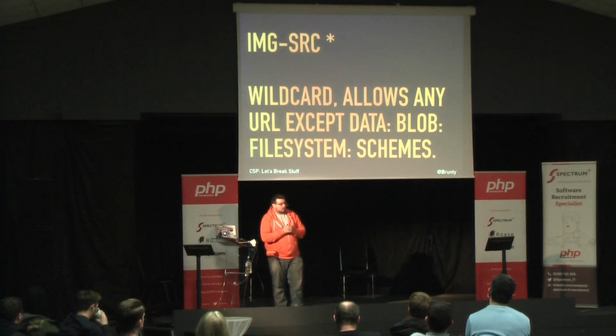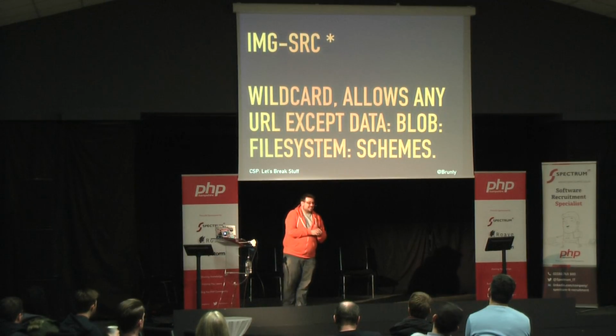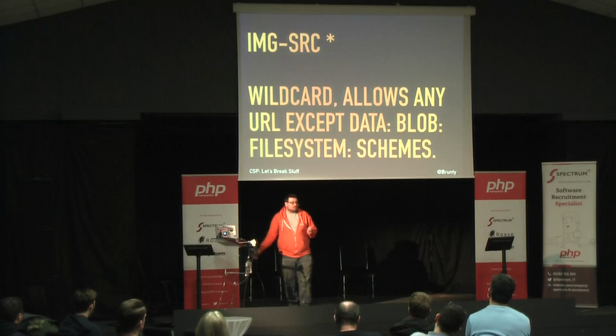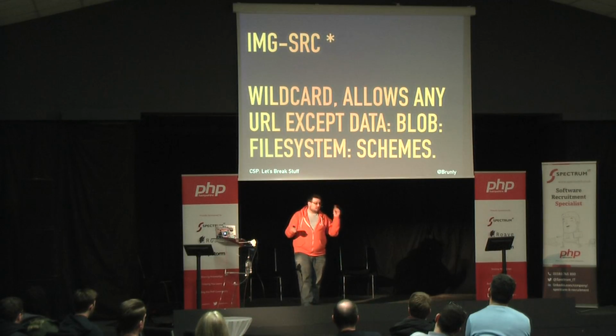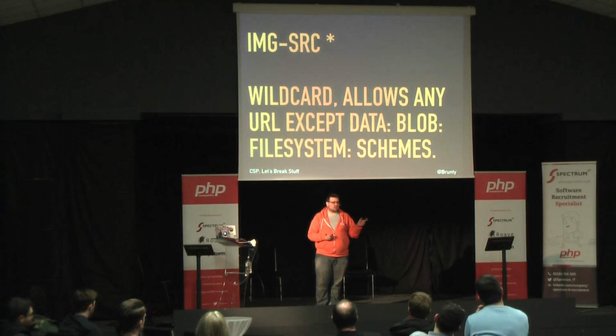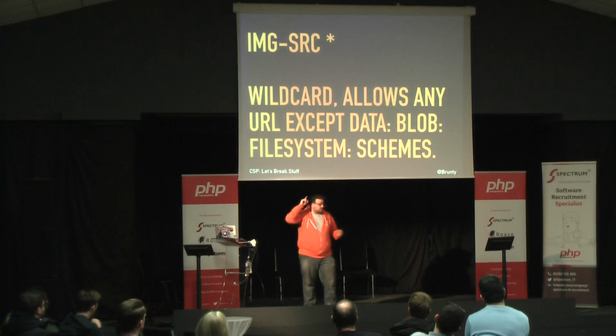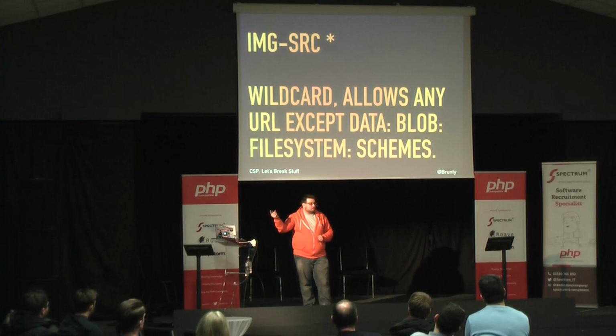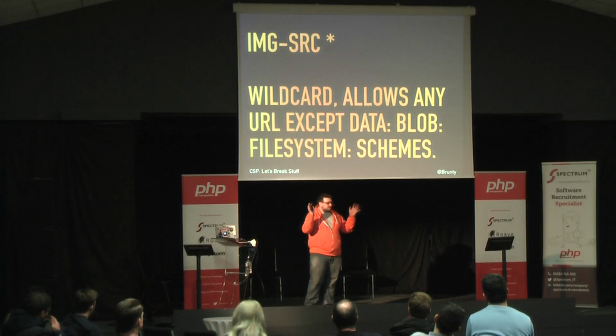Image source star. That's a wildcard. Basically says, allow any URL. I don't care where it comes from. Any URL is allowed. But don't allow things like data. Who's ever used a base64 encoded data URI for an SVG? That wouldn't be allowed with this, because it's not a URL. But if you included it via a URL, it would go through fine. Same with blob and filesystem schemes, that kind of thing.